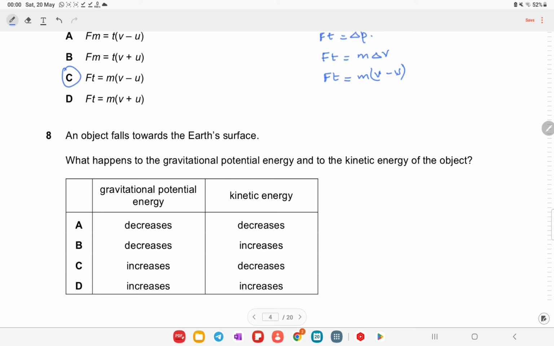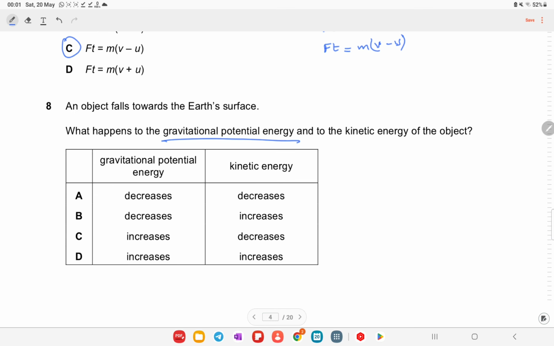Okay, an object falls toward the Earth's surface. What happens to the gravitational potential energy? So obviously, if the height of the object is decreasing, the potential energy is going to decrease, and the kinetic energy will be increasing. So this is an easy question.